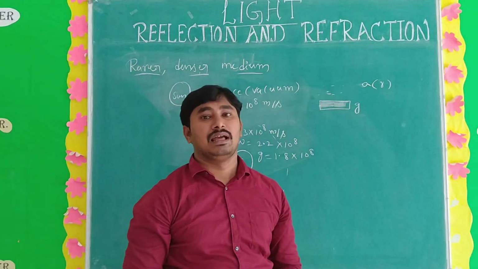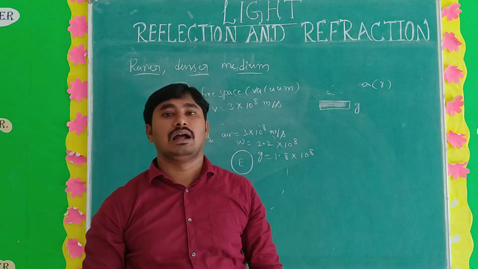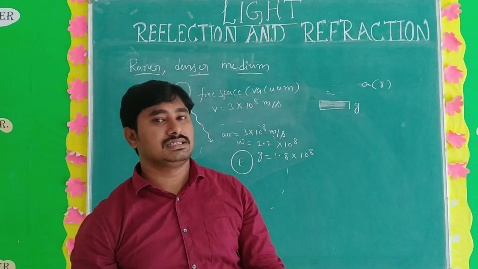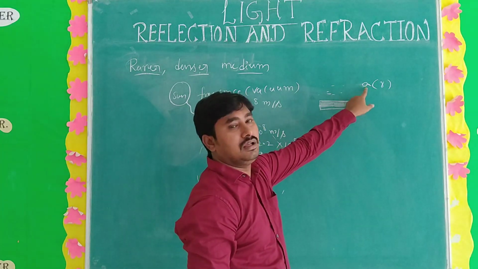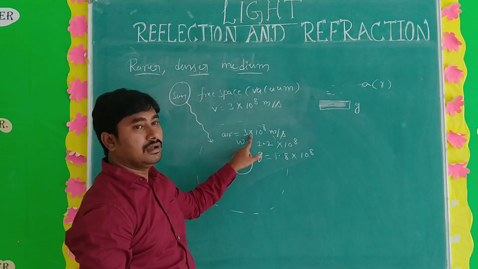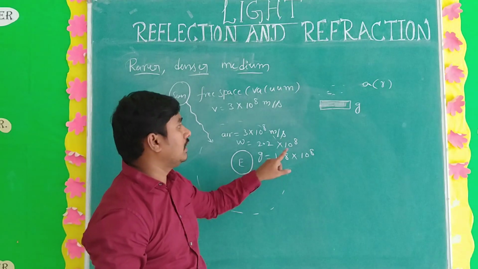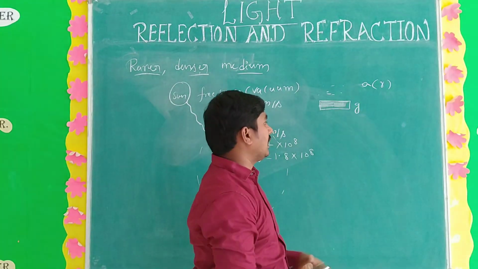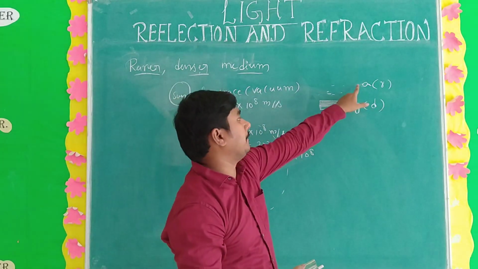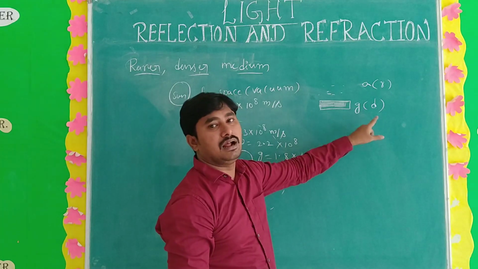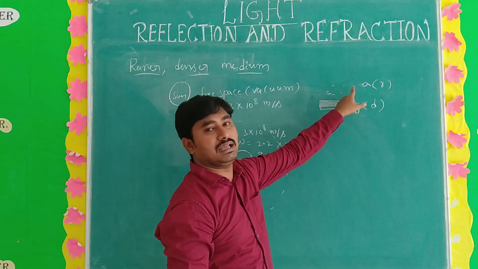What is the rarer medium? Rarer medium means, compared to another medium, the medium which has more speed of light and low density. You know density is nothing but mass by volume. Here, air has a high speed of light compared to the other medium: air is 3 into 10 power of 8 and glass is 1.8. So that's why air is a rarer medium, and glass is a denser medium. Denser medium means, compared to another medium, the medium which has low speed of light and high density. So glass is denser and air is a rarer medium.